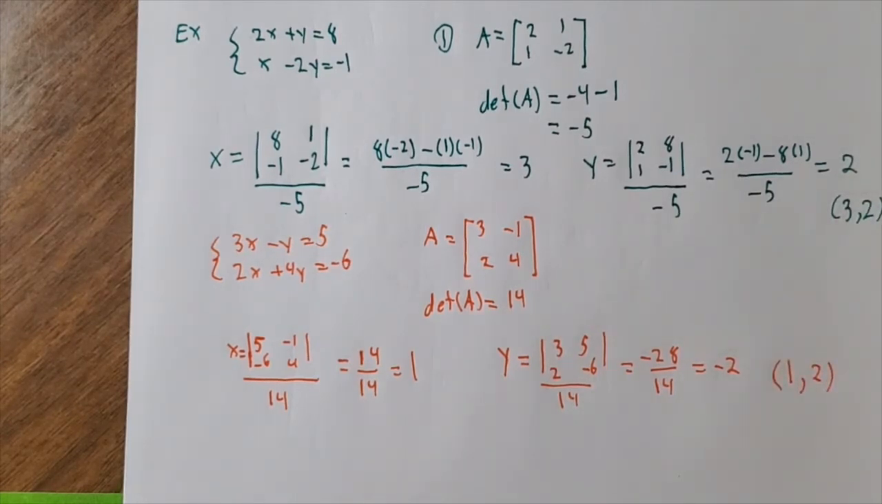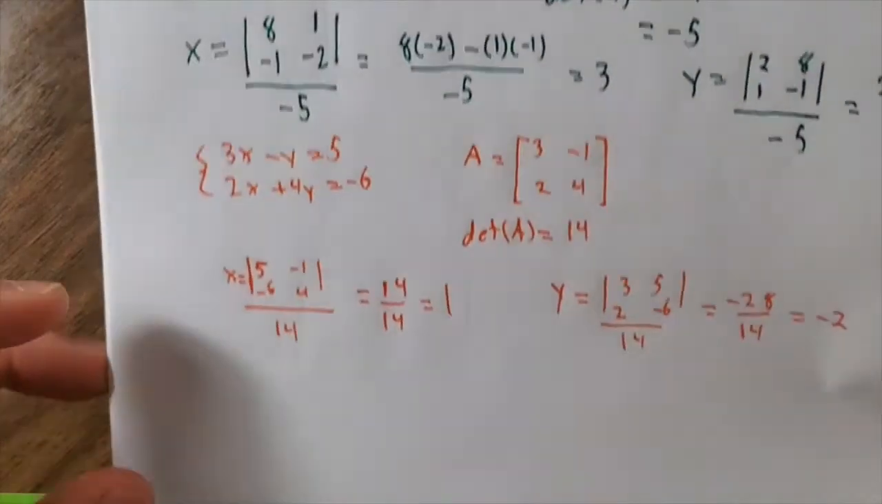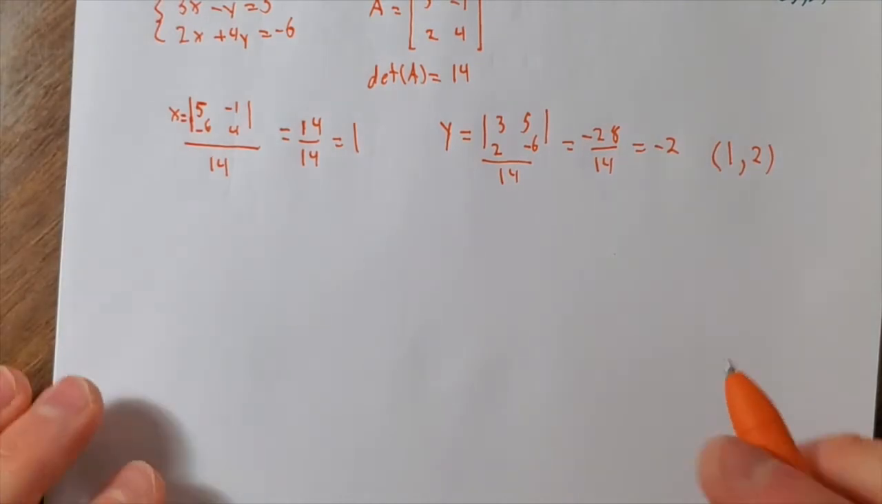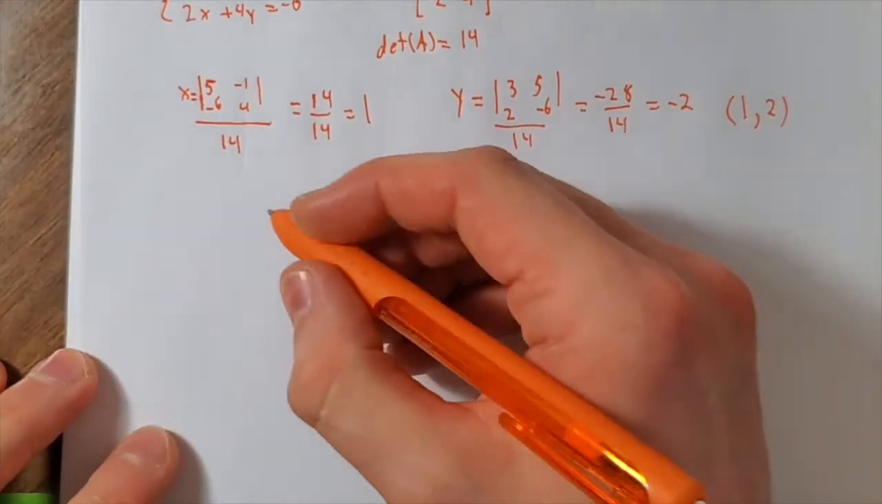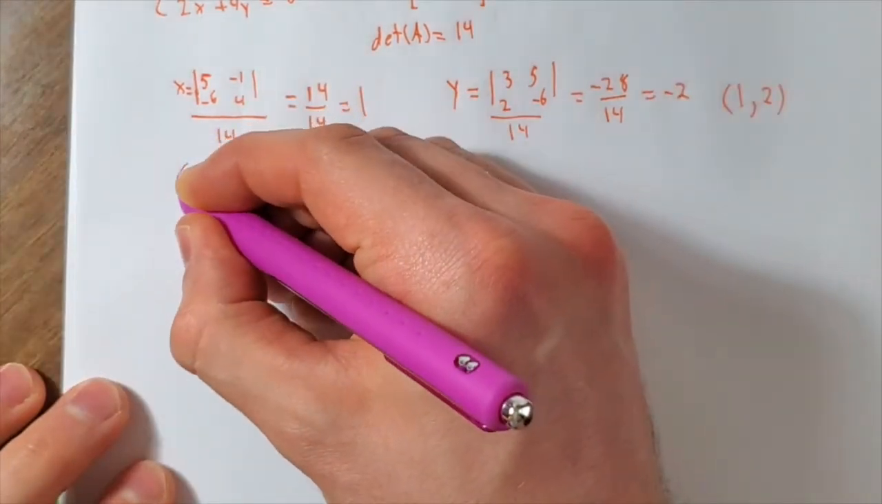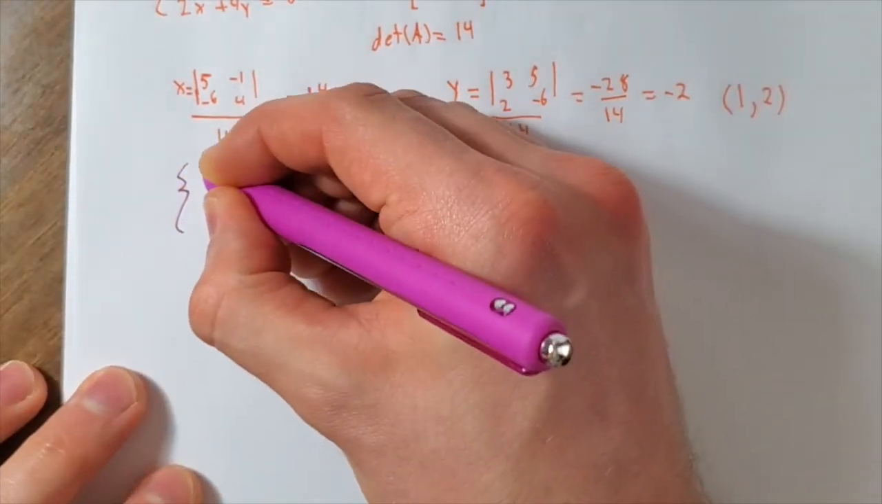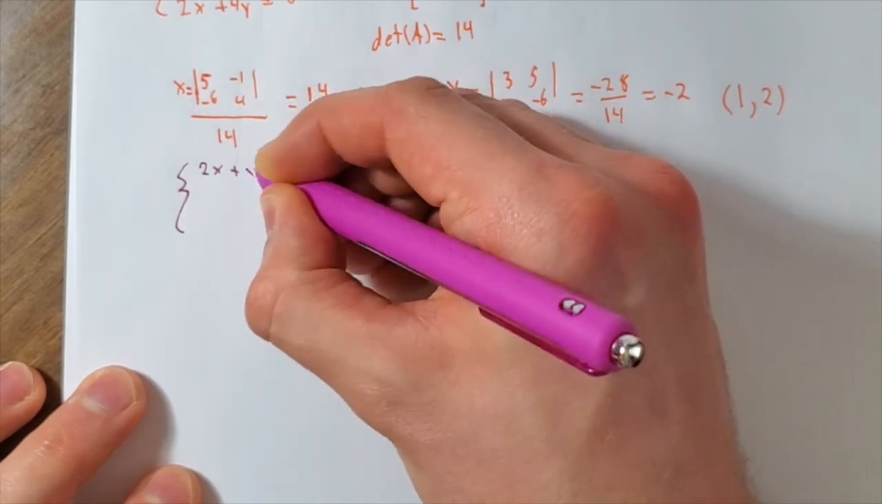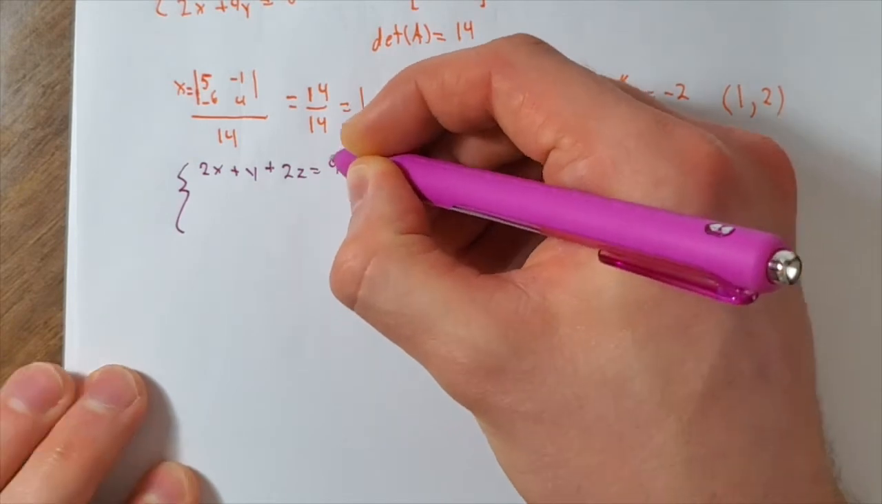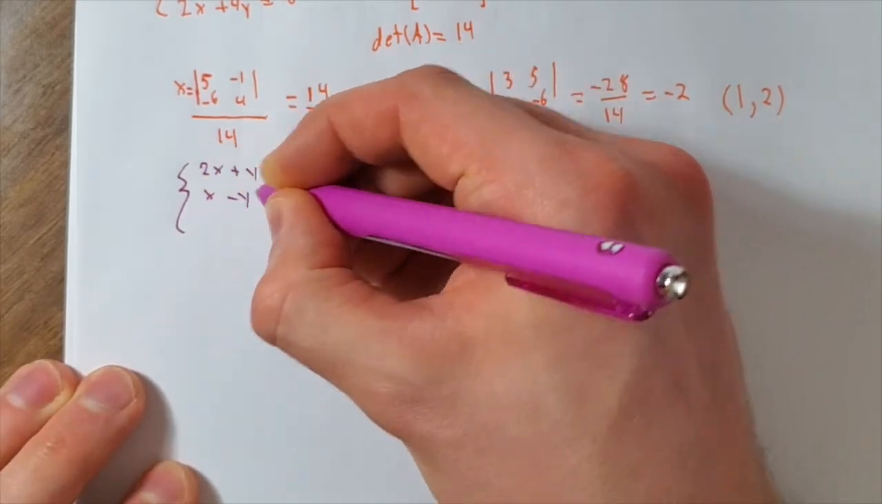So Cramer's rule makes it really nice and easy to find these solutions. And it's especially nice to use with a 3x3 matrix. So let's take a look and see how we can apply this to a 3x3. So I've got my 3 equations that I'm making. I'm again putting them in standard form just initially to make them a little bit easier.